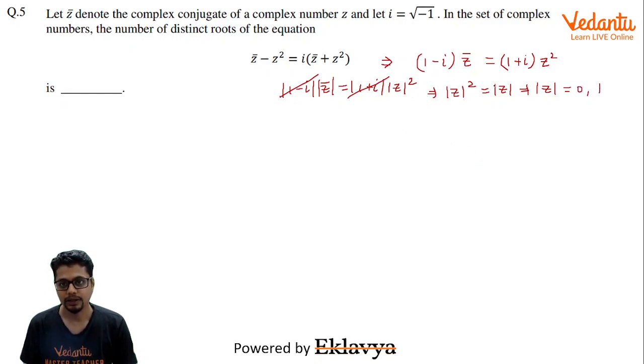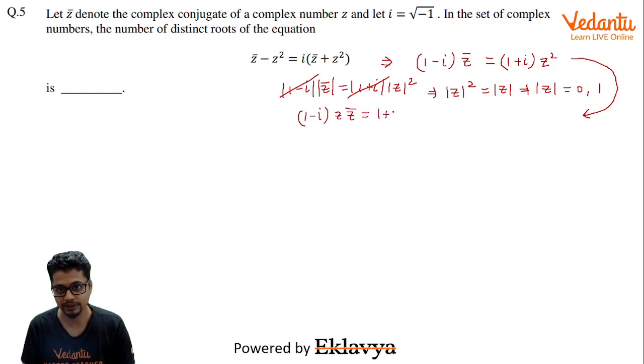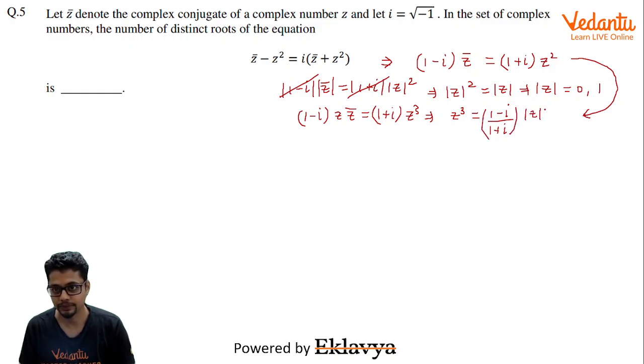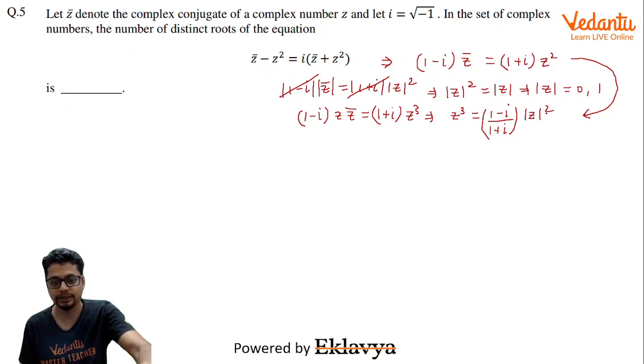Now having said this, let me multiply both sides by z. Why? Because I have information of mod z, and z times z bar is mod z square. So when I multiply both sides by z, I get z bar is equal to 1 plus iota z cube. So you may say z cube is equal to 1 minus iota divided by 1 plus iota, times mod z square.